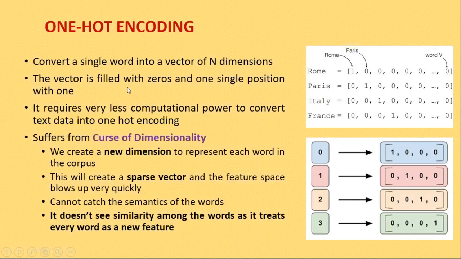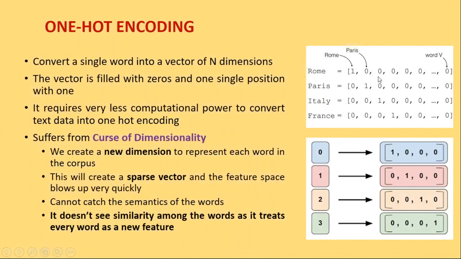Suppose there are 10,000 words in your vocabulary. You want to represent each and every word as a new dimension in the vocabulary space. Suppose Rome, Paris, Italy, and France are all words in your vocabulary. When you represent a word as a vector, the dimension of this vector will be of the order 10,000. Out of 10,000 values, only one value will be 1, representing the word Rome, and all the other values will be 0.